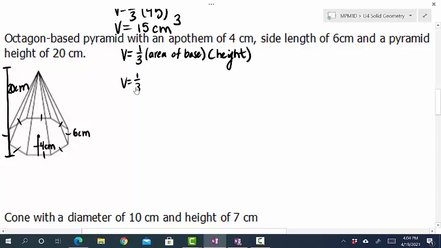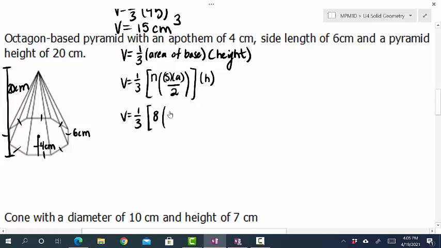So how do we find the area of the base? How do we find the area of an octagon? Remember, it's the number of sides times the side length times the apothem divided by 2, and then times the height of the pyramid. All right. So, number of sides is 8. Side length is 6 centimeters. Apothem is 4 centimeters. And height of the pyramid is 20 centimeters. I just plugged in the numbers.